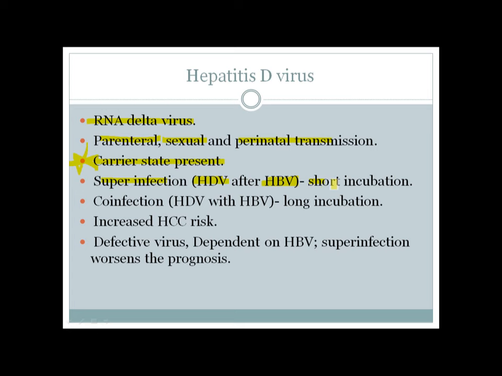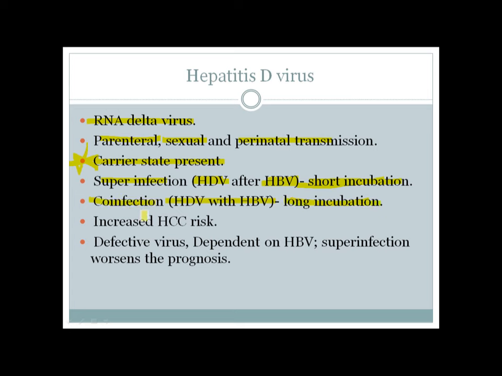And in this case it will have a short incubation period because the hepatitis B virus has already infected the patient past its incubation period. Now it's actively replicating, and it's providing the hepatitis B surface antigen, which is needed for the replication of hepatitis D virus, and that's why it has a short incubation. But if the hepatitis D virus infects the patient along with hepatitis B virus, it will have a long incubation, because hepatitis B virus has a long incubation and hepatitis D virus is dependent on hepatitis B virus for its replication. So co-infection will have a long incubation period.